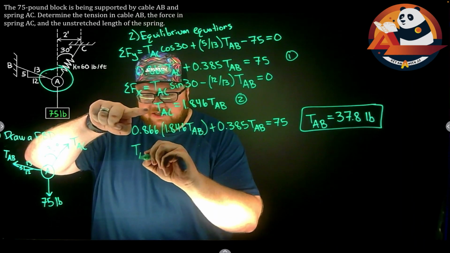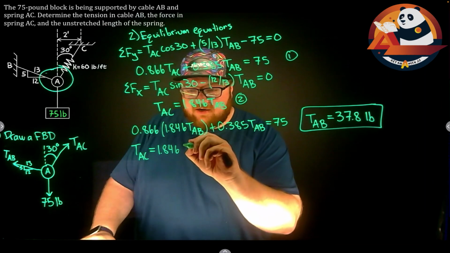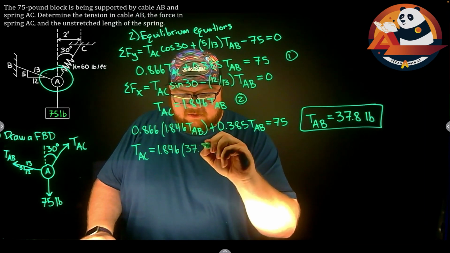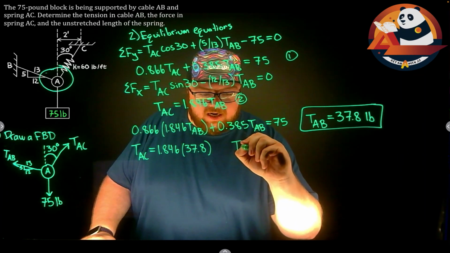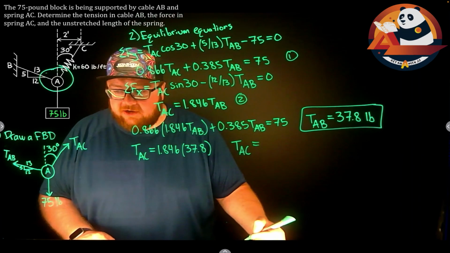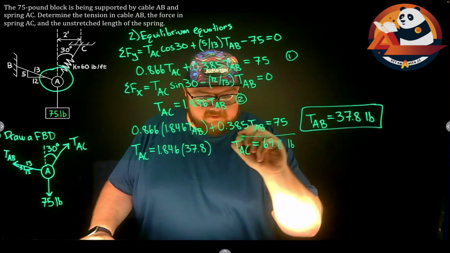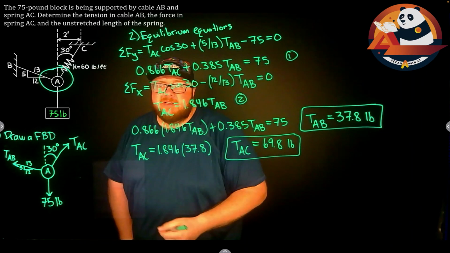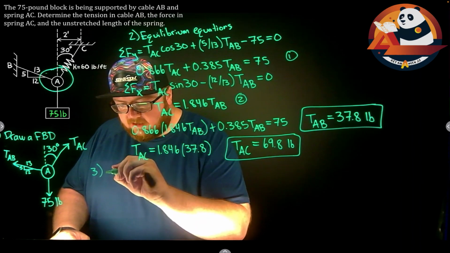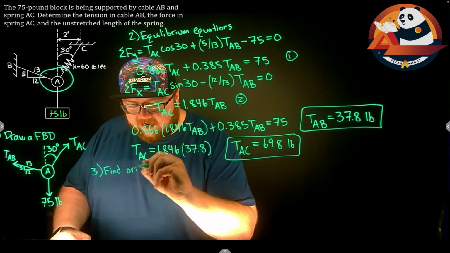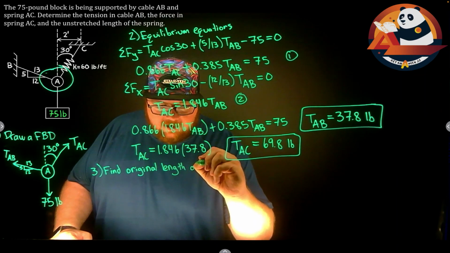We can say that TAC, working with equation 2, is 1.846 times TAB. And I know TAB is 37.8 pounds. So times 37.8. Or that TAC is going to get us to 69.8 pounds. With both of those known, let's come in and get our last piece. What's that original length? So our third step, find original length of the spring.